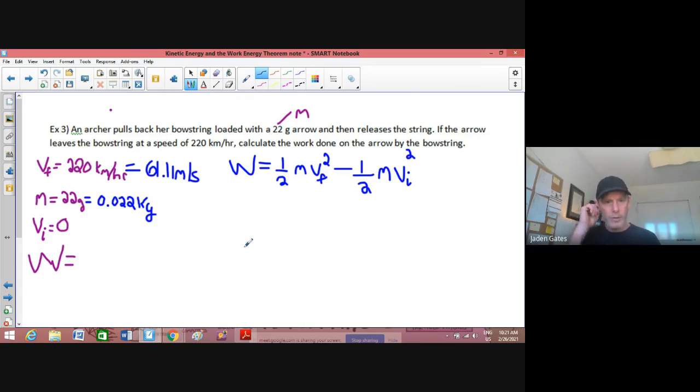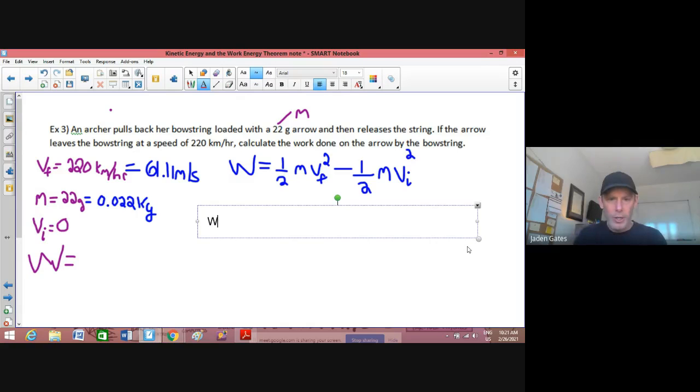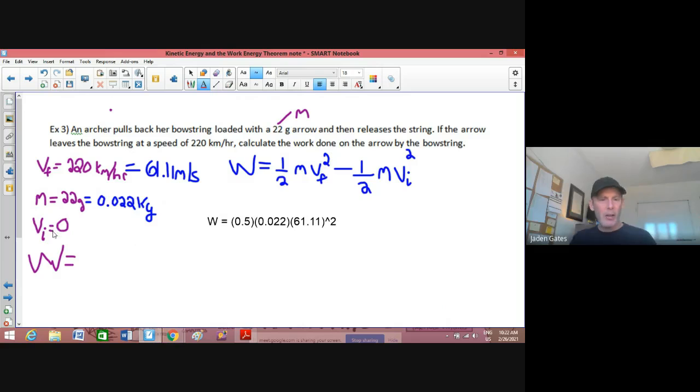All right. So let's see here. Work is equal to, again, 0.5 for my half. My mass, very small here, 0.022. VF squared, put that in here. We have 61.11 squared. Now, here's something. My VI here is 0.